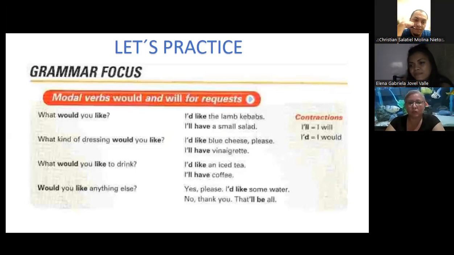So, and the waiter or the waitress requests, oh, welcome. So, what would you like? I like lamb kebabs, or I have a small salad. What kind of dressing would you like? I like blue cheese, please. Or I have a vinaigrette. What would you like to drink? I like a nice tea. Or I have a coffee. Would you like anything else? Oh, just please, I like some water. Oh, no, thank you. That'll be all.